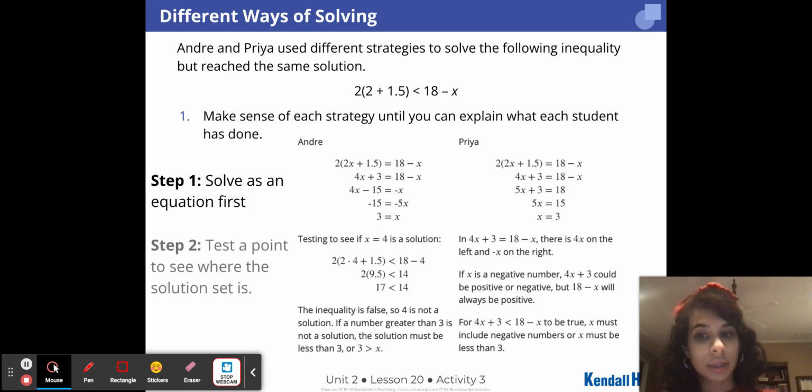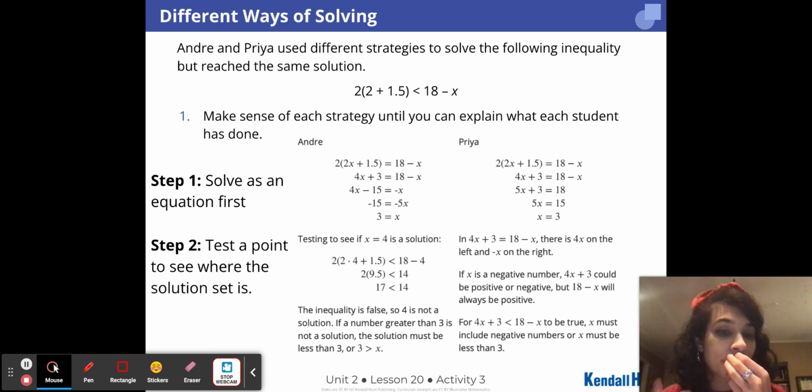And then what you're going to do is test a point to see where your solution set is. If you look at Andre's, he tests if x equals -4 is a solution. Priya, instead of testing a point exactly, reasons through. She uses logic and understanding to realize, okay, x must be less than 3. I want you to take a moment and read through both of those, write little notes to yourself trying to figure out which strategy you like better, what is more helpful for you as you are solving your equations. I'm going to go through an example using Andre because I think it's very helpful for you to see what that looks like.